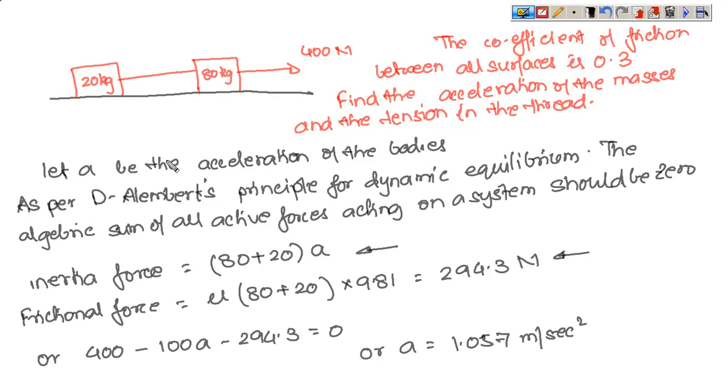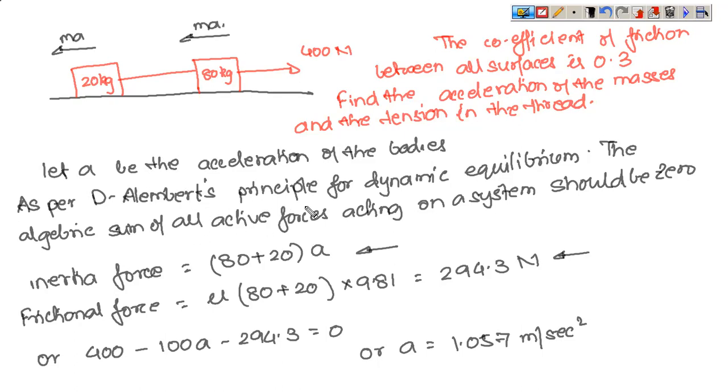So let us see how to solve this problem. So let a be the acceleration of the body. So one thing is very clear that MA for both the systems will be in the same direction, that is opposite to the direction of motion.